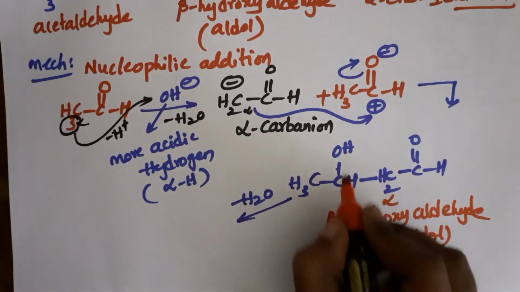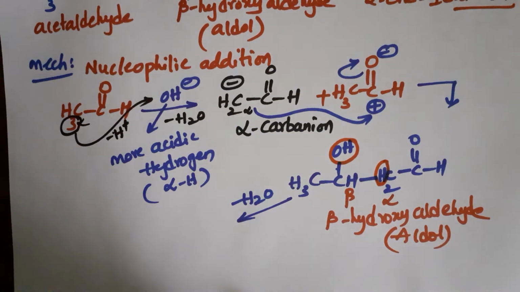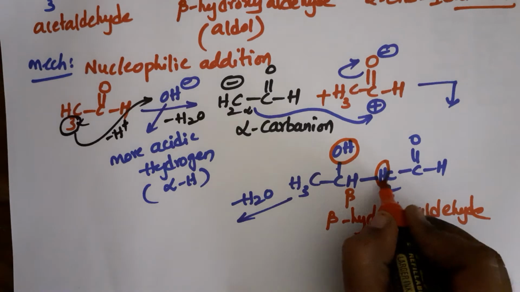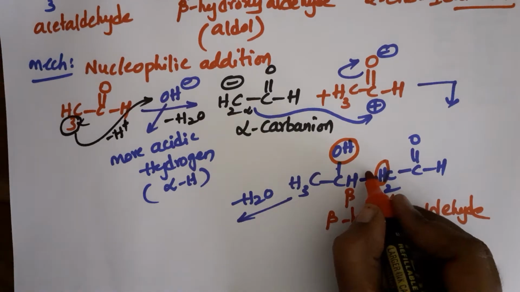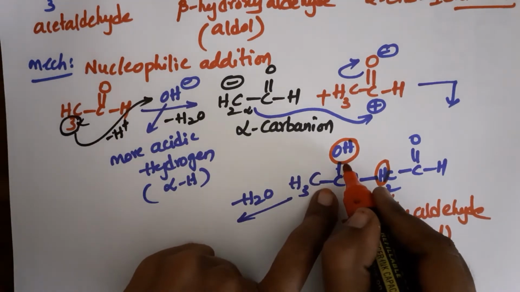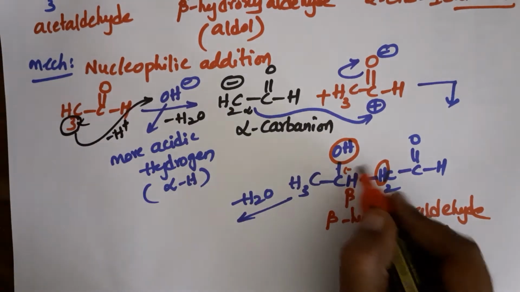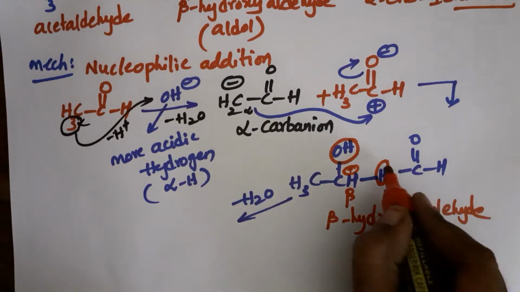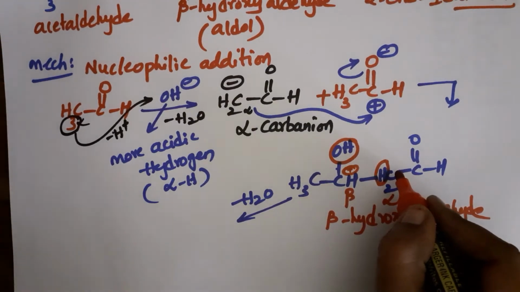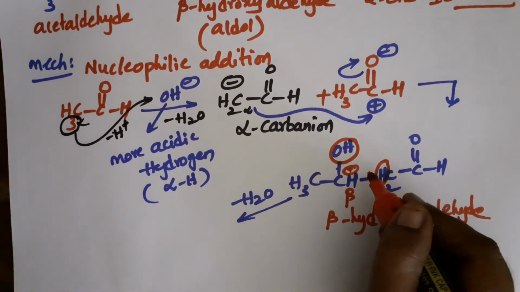Here from the beta carbon OH is removed, and from the alpha carbon one of the hydrogens is removed. Due to the removal of hydrogen, the electrons of hydrogen can shift towards this carbon. This carbon gets negative charge, right? If OH is removed as OH minus, it takes the electrons of the carbon, so this carbon gets positive charge, and the hydrogen is removed as H plus. Here it remains as C minus. The negative charge shifts towards this bond, and the bond gets double bond character.